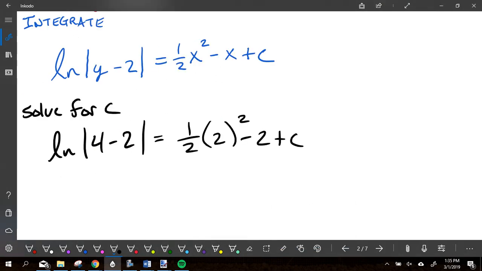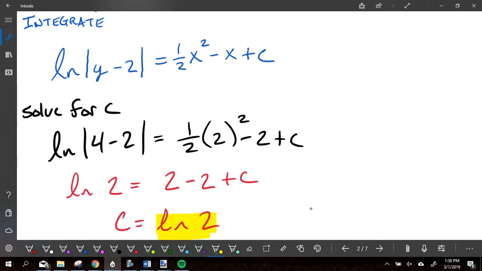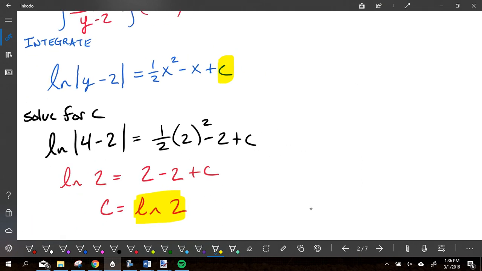I plugged in 2 and 4. What's 4 minus 2? 2. It's natural log of the absolute value of 2. So the absolute value doesn't really matter anymore because it's already positive. If I would have gotten like a -2 in there, then we would make it positive. But it's natural log of 2. 2 squared is 4 times a half is 2 minus 2 plus C. C is going to be equal to the natural log of 2. Super ugly, but I don't care if it's ugly. We can still do the problem.